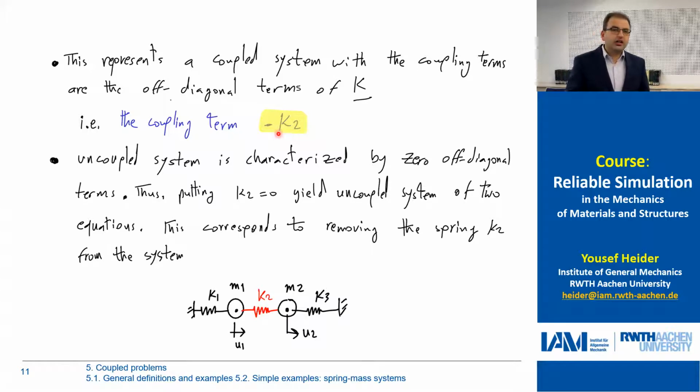Now, if we cut this spring, which means putting K2 equal to 0, then we get an uncoupled system. An uncoupled system is characterized by zero off-diagonal terms. Thus, putting K2 equal to 0 yields an uncoupled system of equations. This is what I said: just remove this spring.